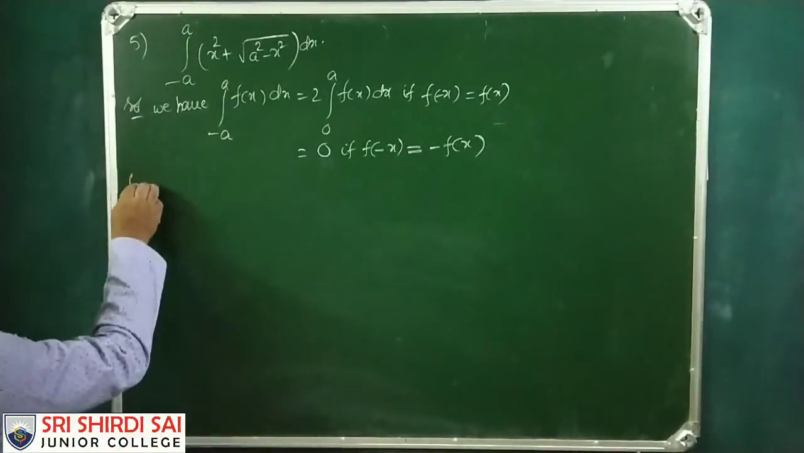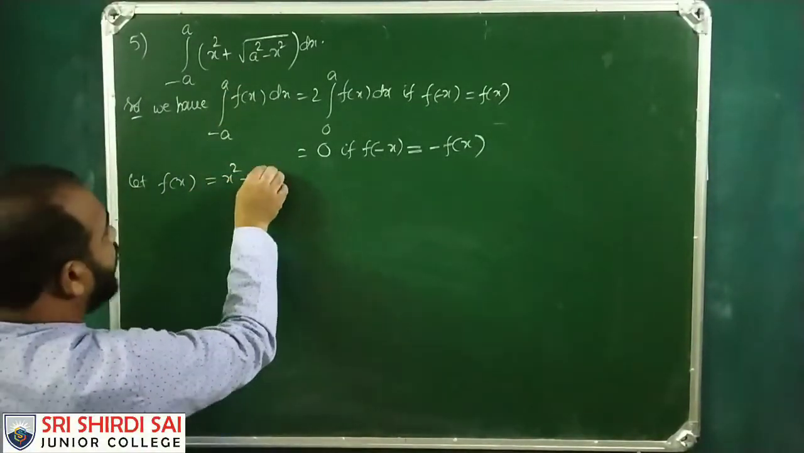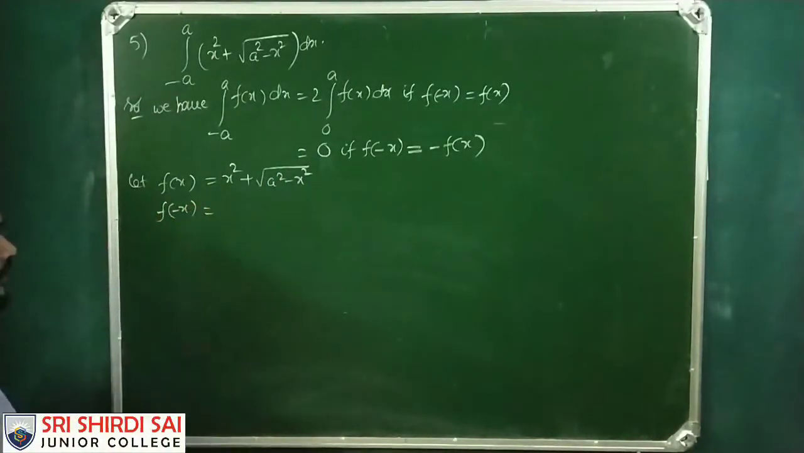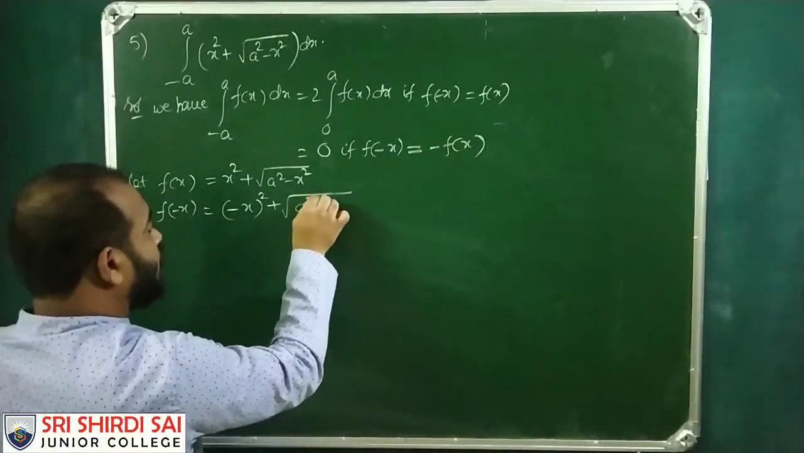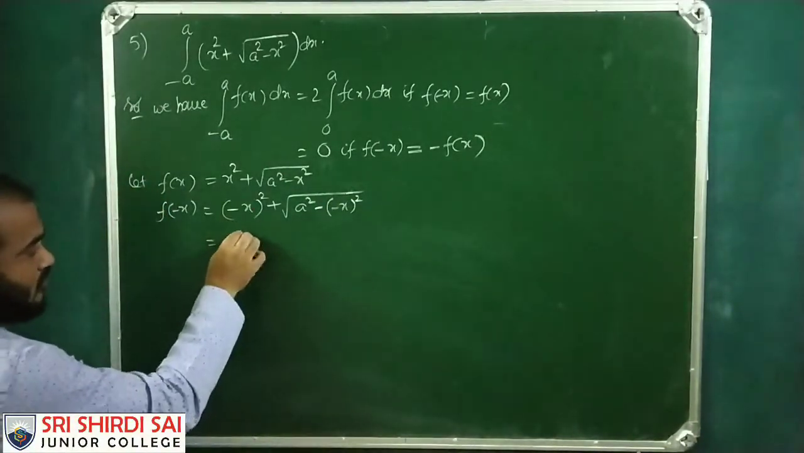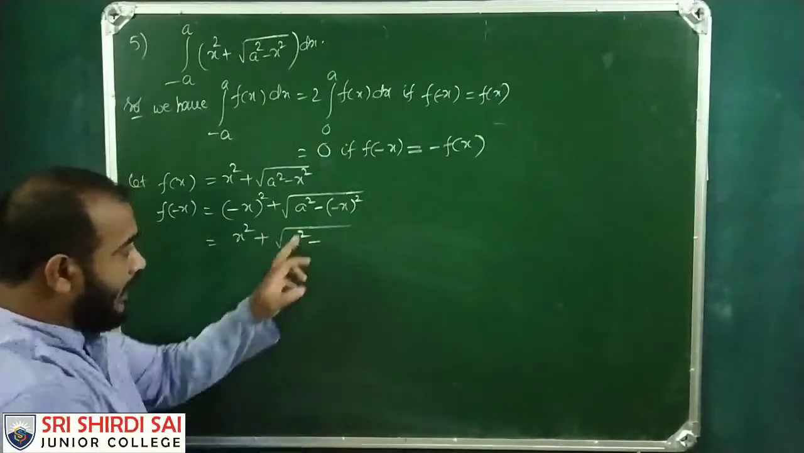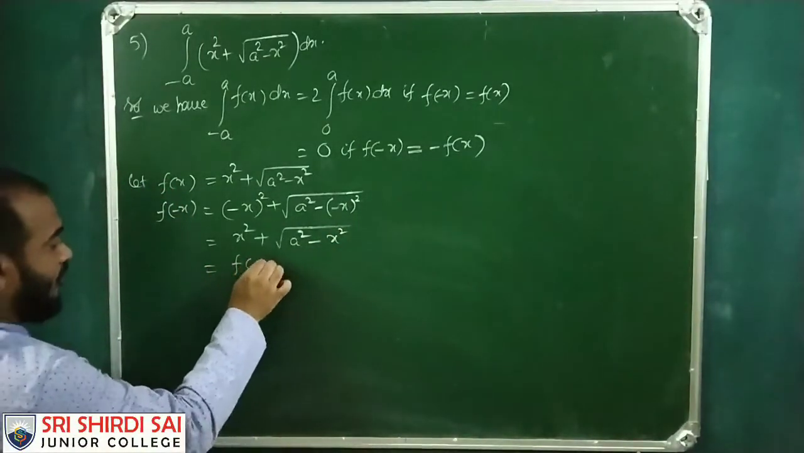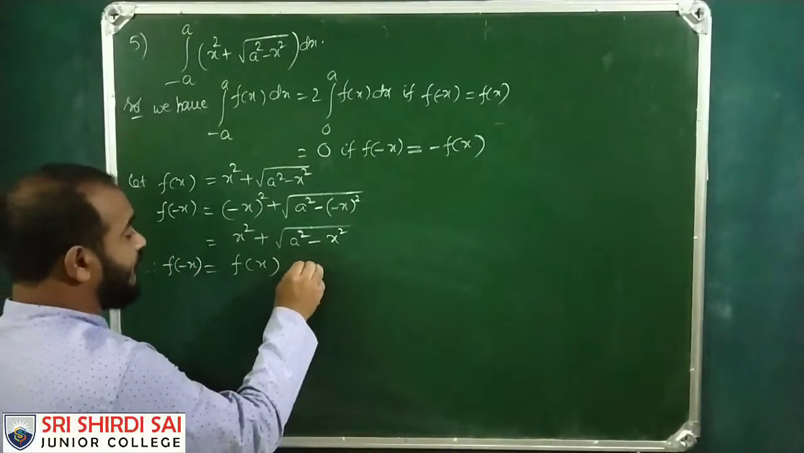So let f of x be equal to x square plus square root of a square minus x square. So f of minus x is simply minus x whole square plus square root of a square minus minus x whole square. So minus x whole square is x square, plus square root of a square minus x whole square, which is x square, so minus x square. So what do we get is f of x. Therefore f of minus x is f of x, which is an even function.